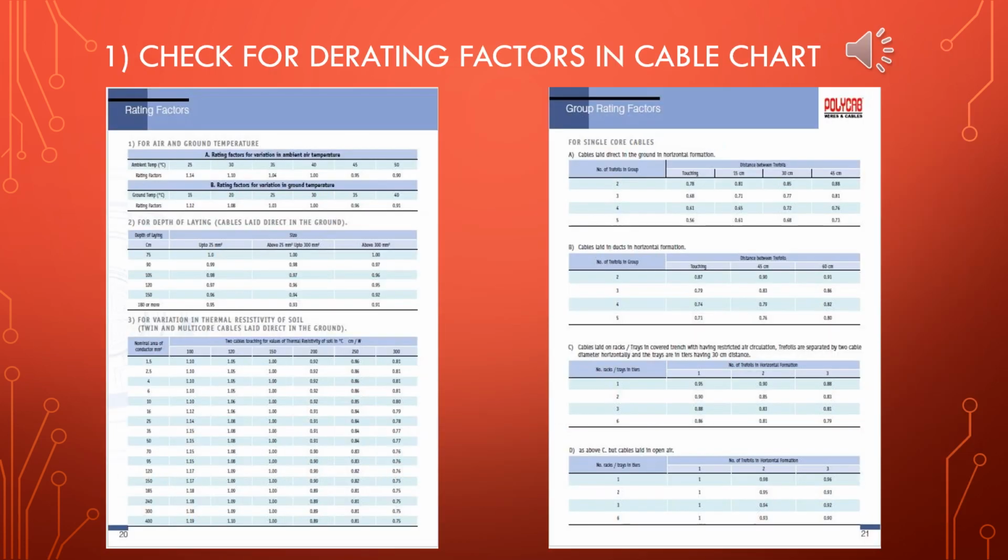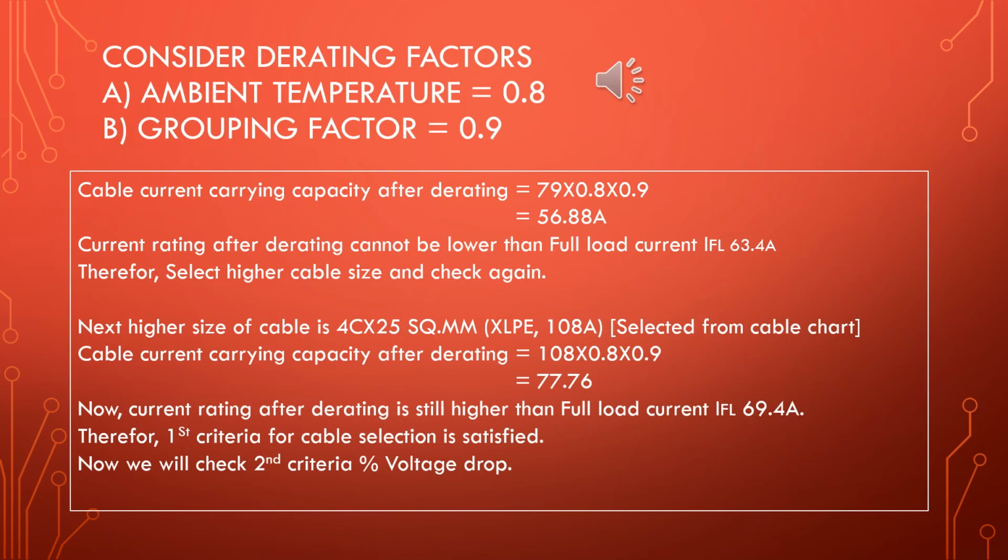After deciding cable size, we have to check derating factors. Cable ampere rating is lowered due to different atmospheric and installation conditions. Derating factors for such conditions are mentioned in cable chart. For our example, let us assume ambient temperature and grouping factor as 0.8 and 0.9.